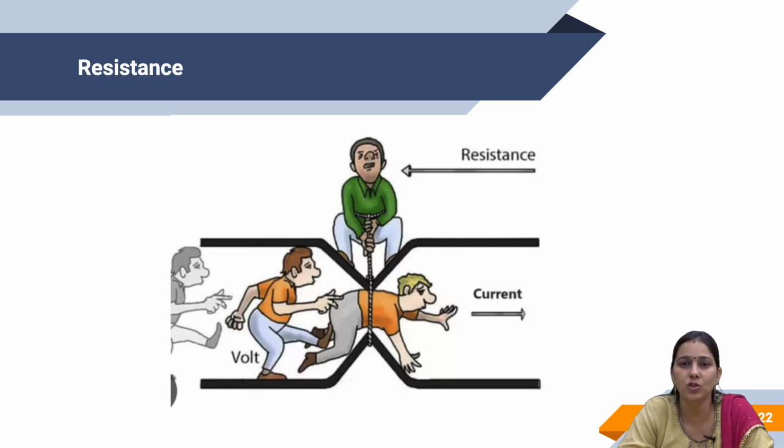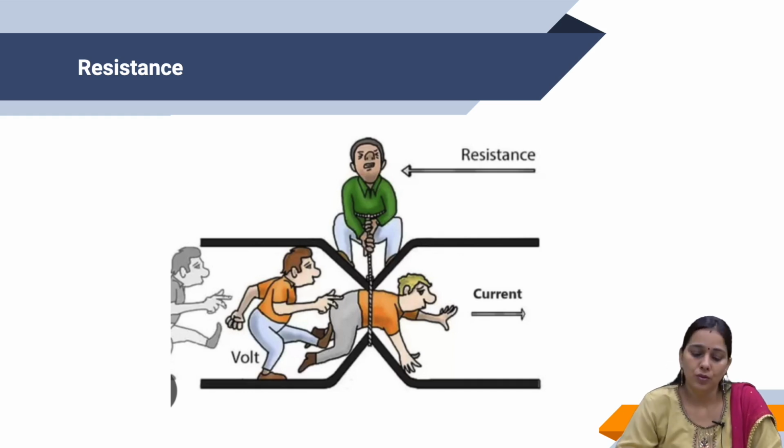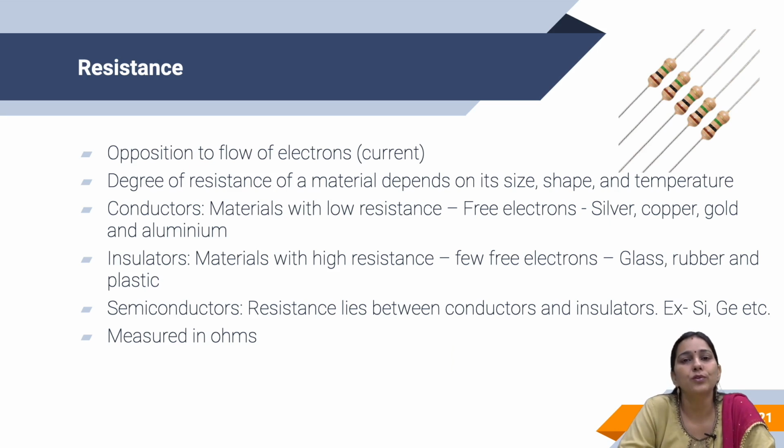This is a very popular analogy to understand the concept of voltage, current and resistance. Resistance is basically opposition to the flow of electrons. The degree of resistance of a material completely depends upon its size, shape, dimensions and the temperature of the surroundings as well. The various parameters affecting resistance are its size, shape and temperature of the surroundings.